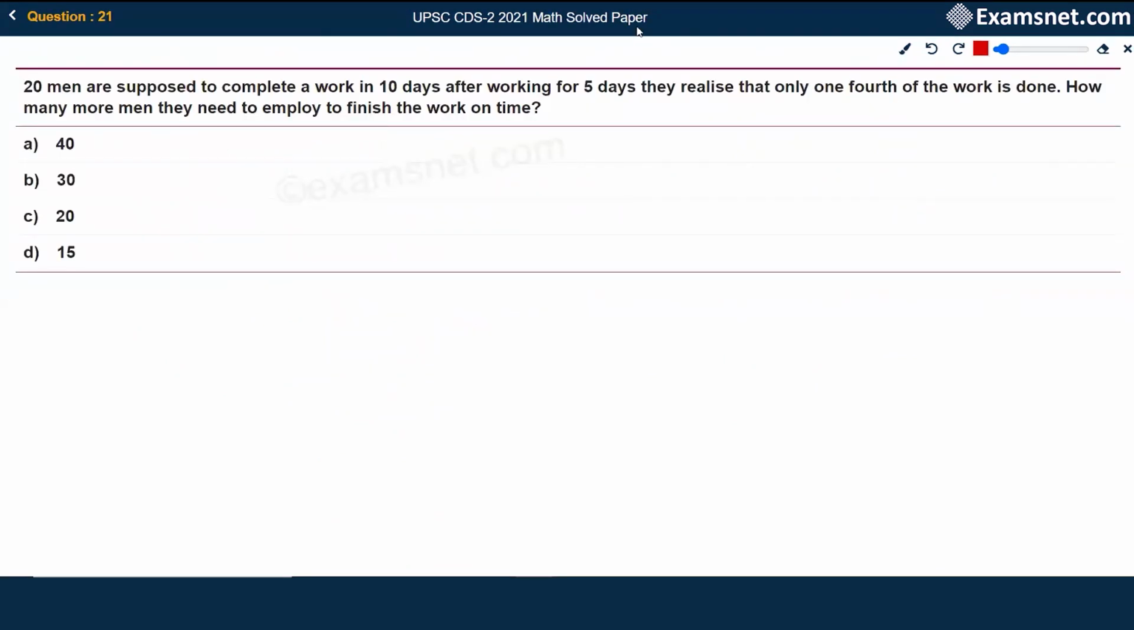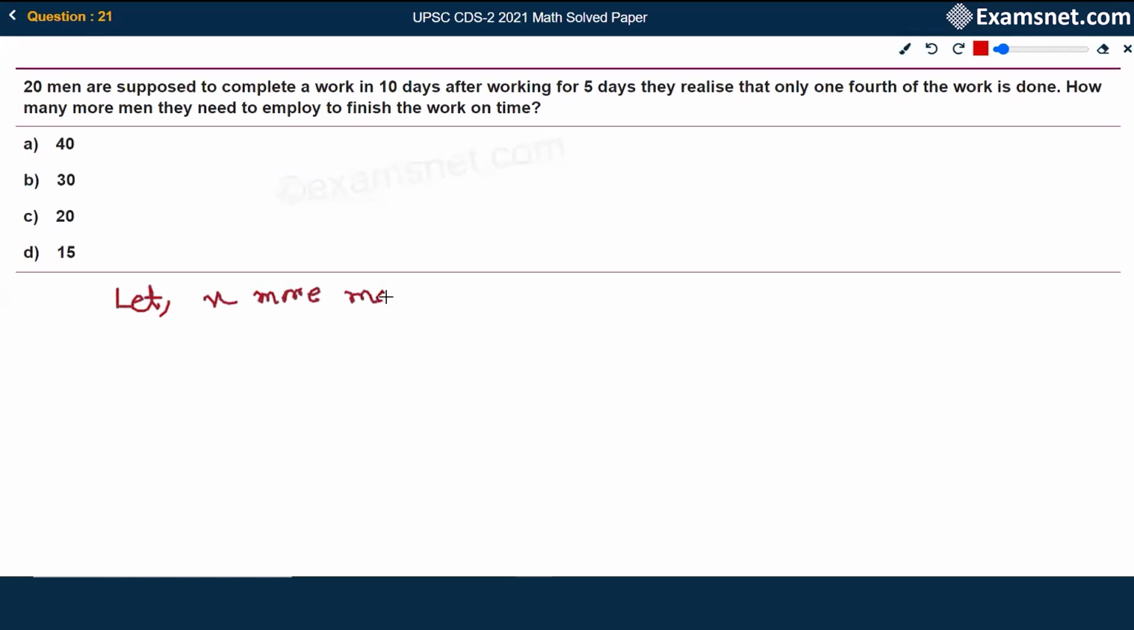In question number 21, it is given that 20 men are supposed to complete a work in 10 days. After working for 5 days, they realize that only 1/4 of the work is done. How many more men do they need to employ to finish the work on time? So we can assume let X more men are employed.